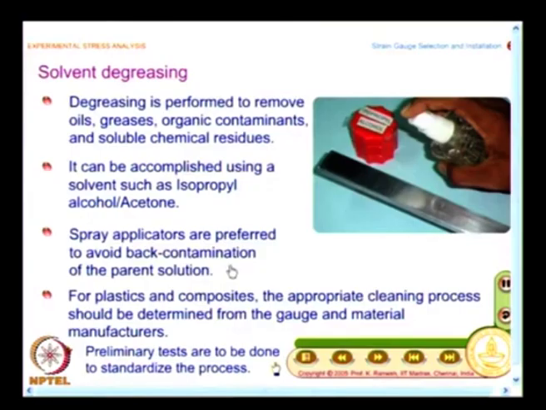And you know, composites and plastics are becoming important. You need to learn the appropriate cleaning process from the strain gauge and material manufacturers. Those are not listed in our discussion in this class, but you need to learn it from the strain gauge manufacturer, and you need to perform preliminary tests to standardize the process.